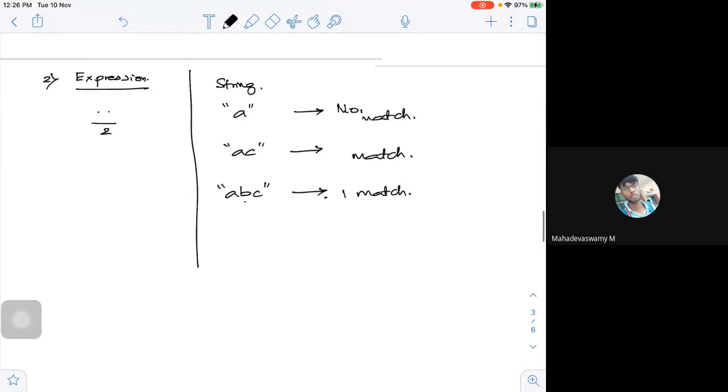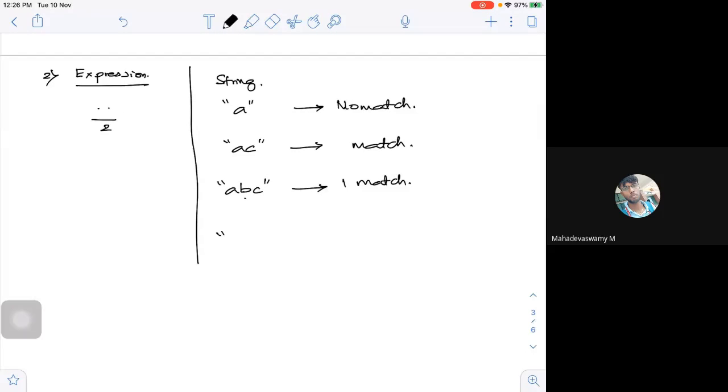If I put something like A, B, C, D, whatever it may be, it has 4 characters. So one match, two matches. In the string, I'm getting two matches. Even though I have 4 characters, within those 4 characters I'm getting 2 matches.